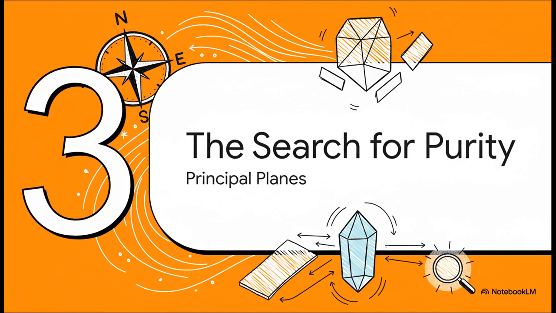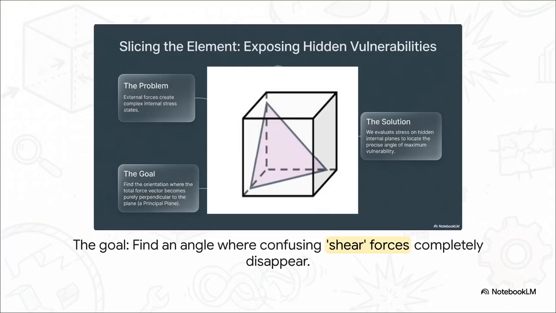We're going on a search for purity. We want to find a much simpler, much clearer way to look at this whole complex stress state just by finding a special perspective. So here's the goal. Imagine we can take that tiny cube and just rotate it in any direction we want in 3D space. What we're searching for is a kind of magical orientation, a special angle where all of those complicated, messy shear forces, those sliding ones, completely vanish. They just go to zero, leaving only pure push or pull. Pure tension or compression. These magical angles, they're called the principal planes.